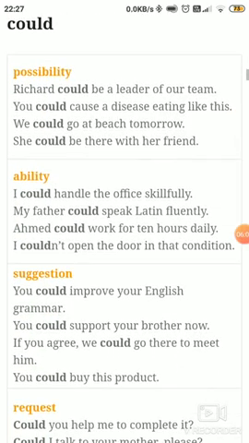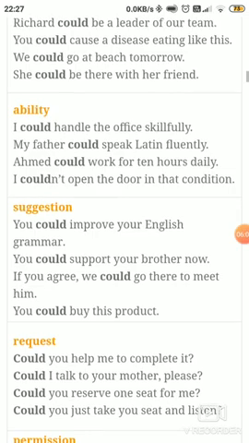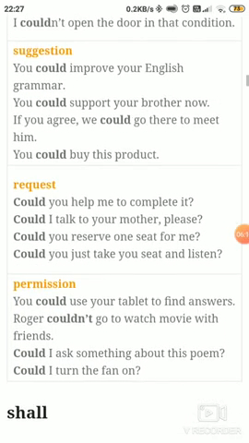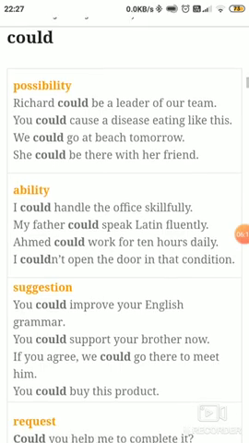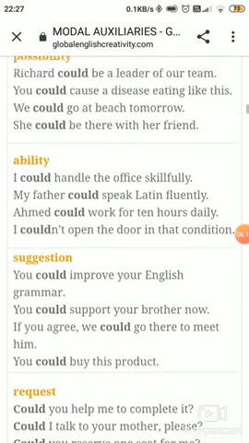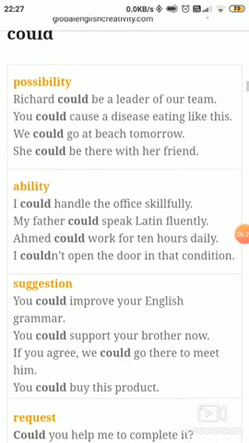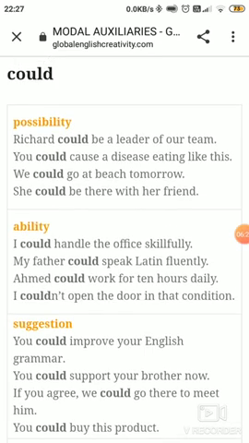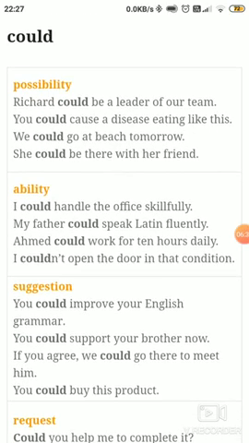Now we have the word could. Now how is the word could utilized in different scenarios. First is possibility, ability, suggestion, request, permission. Let's see the sentences. Possibility. Richard could be a leader of our team. You could cause a disease eating like this. We could go to the beach tomorrow. She could be there with her friend.